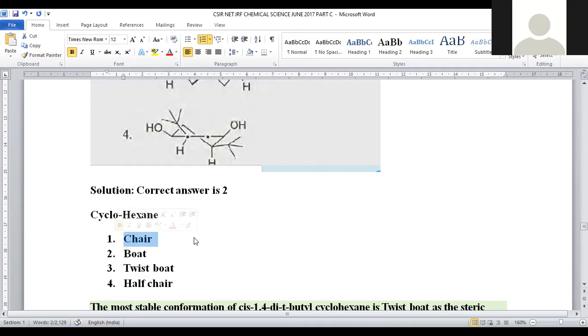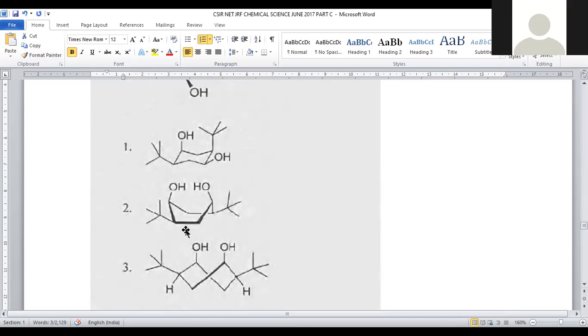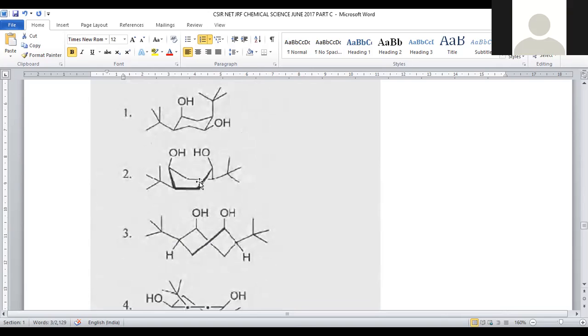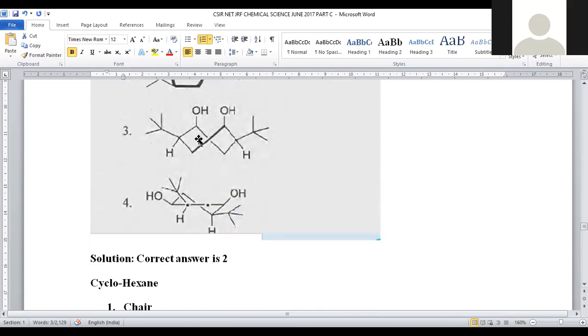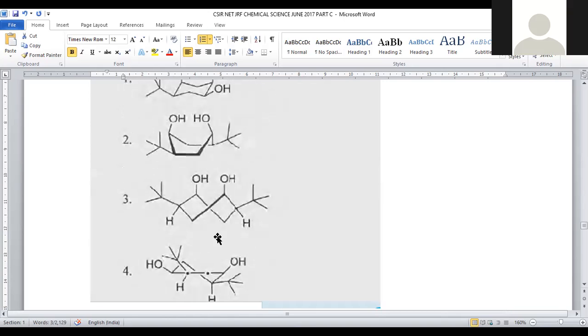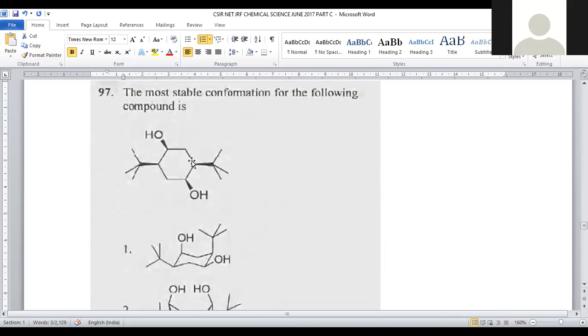Among all, the highest stability is provided for the chair form. If cyclohexane is in chair form, that will be more stable. And the least stability is provided for the half chair form. So in the structure, we can clearly observe this is called chair form, this is called boat form, this is called twist boat form, and this is called half chair. All four conformations are provided in the structure only. Okay. So here the compound is given where we have two different functional groups.